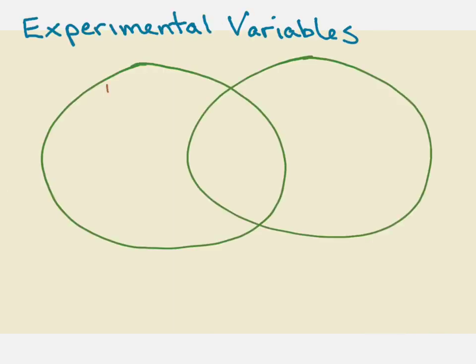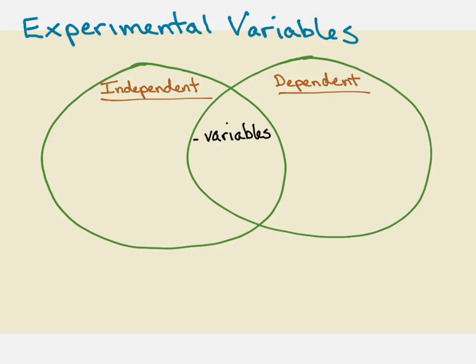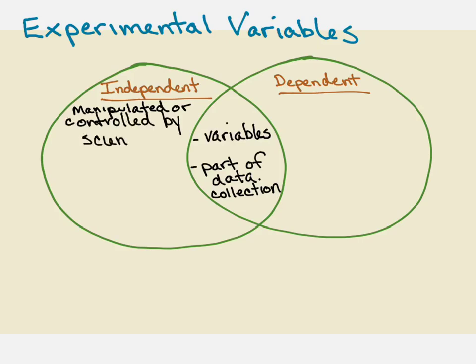So let's see about comparing these two. The independent versus the dependent variable. The independent variable, they're both variables, right? Easy peasy lemon squeezy. They're both part of the data that we collect. The independent variable is manipulated, right? It's what the scientist is changing. We are in control of it. And we change it throughout the experiment because we think it's going to be causing some change. All right.